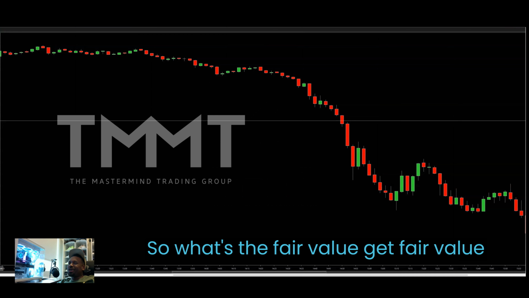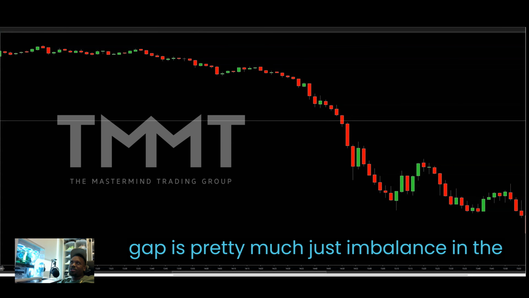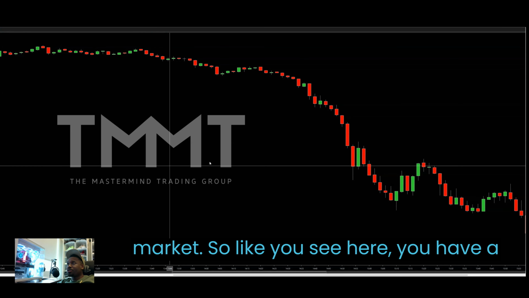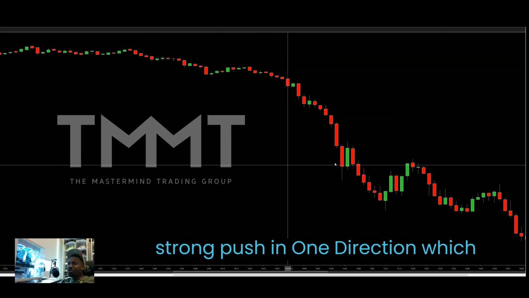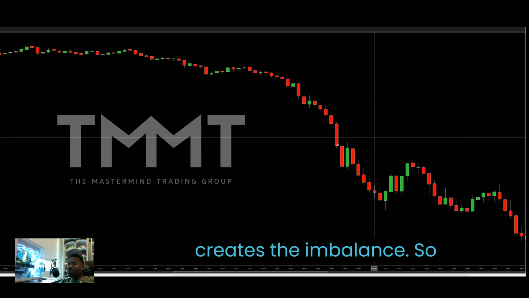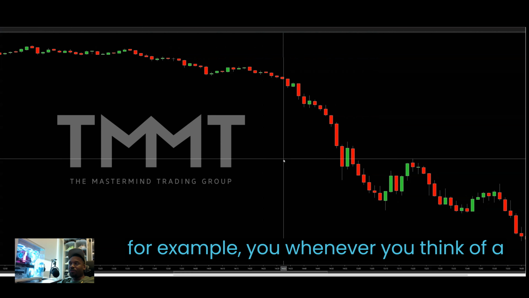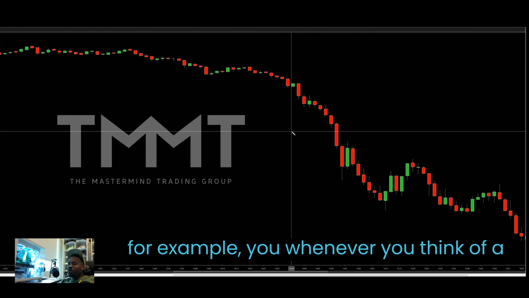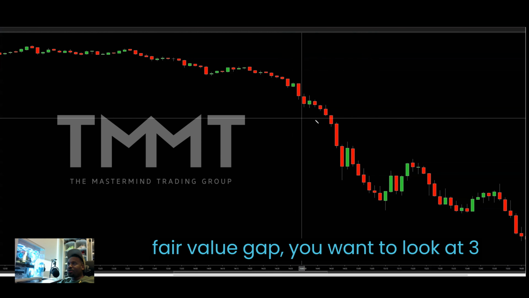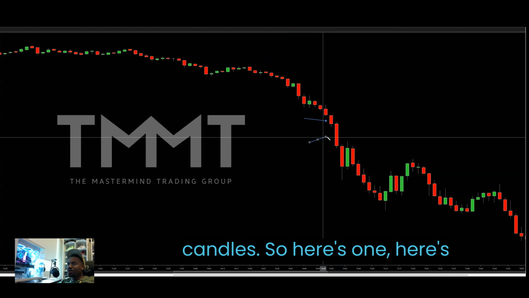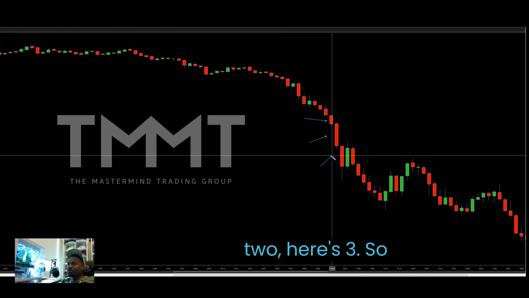So what's a fair value gap? Fair value gap is pretty much just imbalance in the market. So like you see here, you have a strong push in one direction, which creates an imbalance. So for example, whenever you think of a fair value gap, you want to look at three candles. So here's one, here's two, here's three.